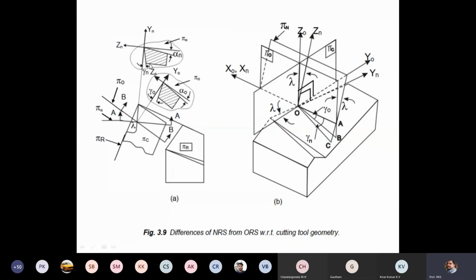Okay, so this is a section along this direction. If you take a section along the orthogonal plane, you are able to visualize the rake and clearance angles on the orthogonal plane.